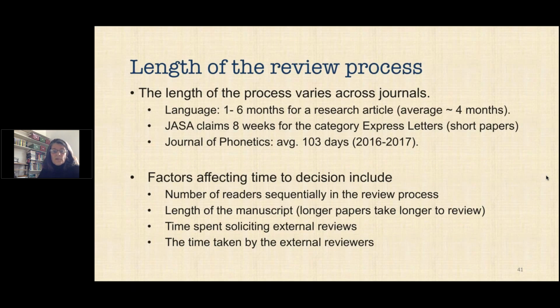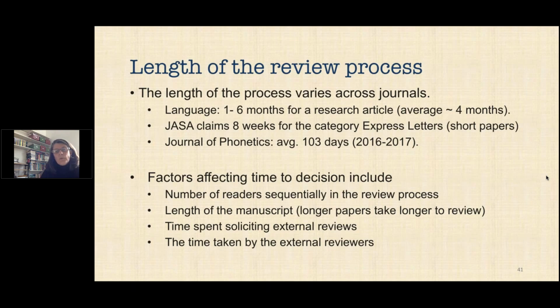So the length of the review process: once you submit your paper to the journal, you're in waiting mode, and this can be an anxious place to be. So how long does it take? This is something that really varies across journals, and so it isn't really possible to give a one-size-fits-all answer.